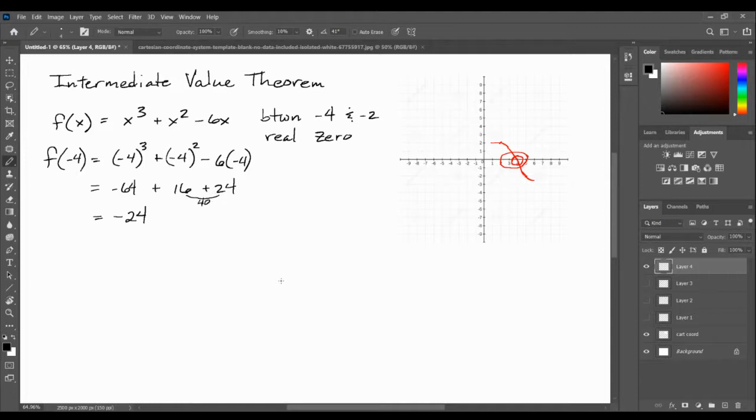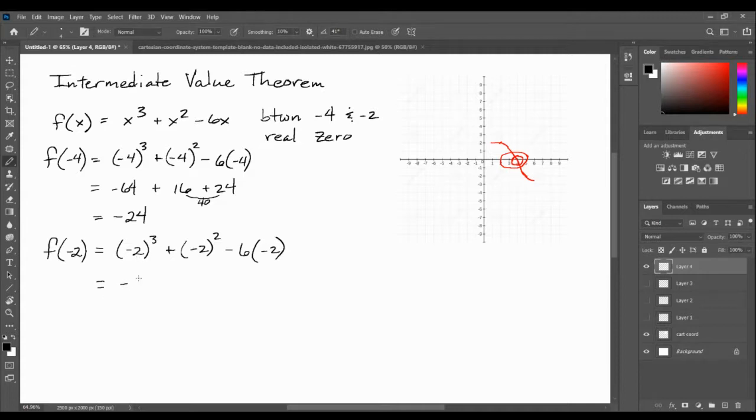That's one of the things I do in my head: I look for things that I can add quickly to simplify the work. Now let's try f of -2. So we've got -2 cubed plus -2 squared. And you have problems like this in the homework where they ask you if there's a real zero. Just quickly evaluate the function at these zeros and see if they're different signs.